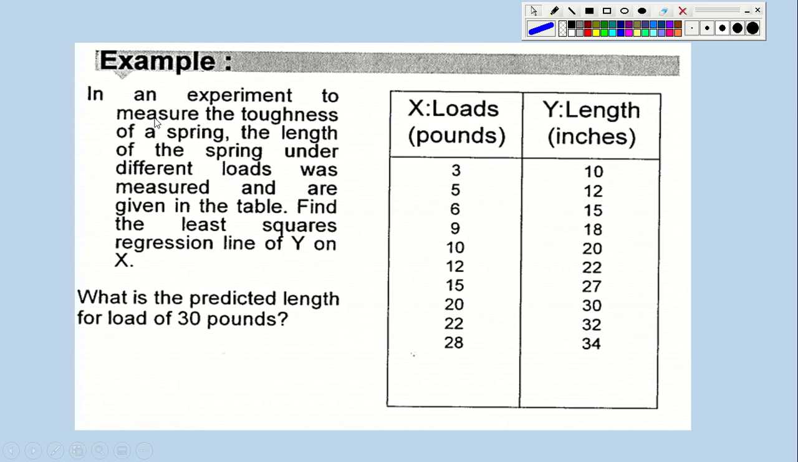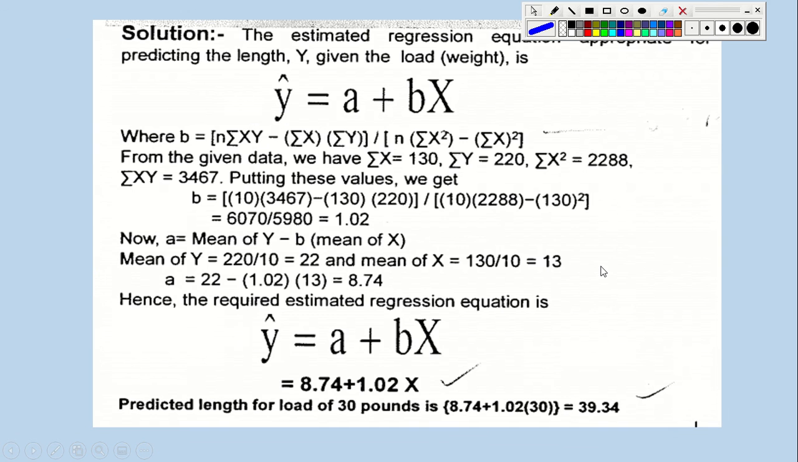Example: in an experiment to measure the toughness of a spring, the length of the spring under different loads was measured and is given in the table. Find the least squares regression line of y and x. What is the predicted length for a load of 30 pounds? x लोड जो है पाउंड्स में ये गिवन है 3, 5, 6 and so on. y जो है लेंथ है इंचेस में गिवन है 10, 12, 15 and so on.